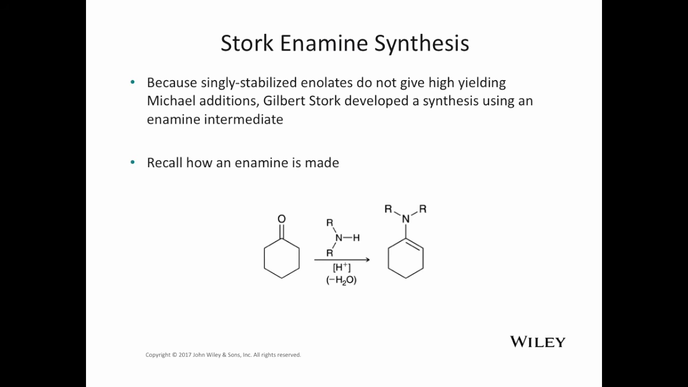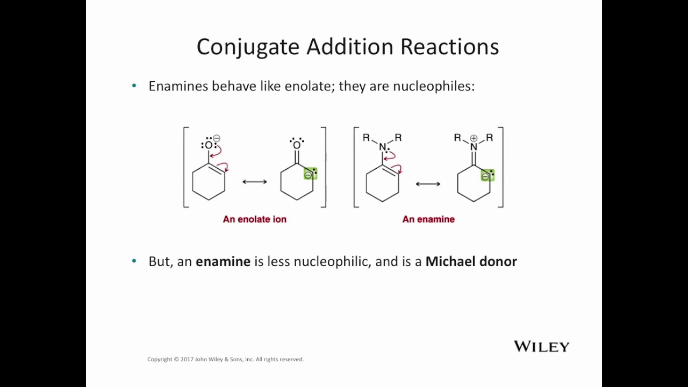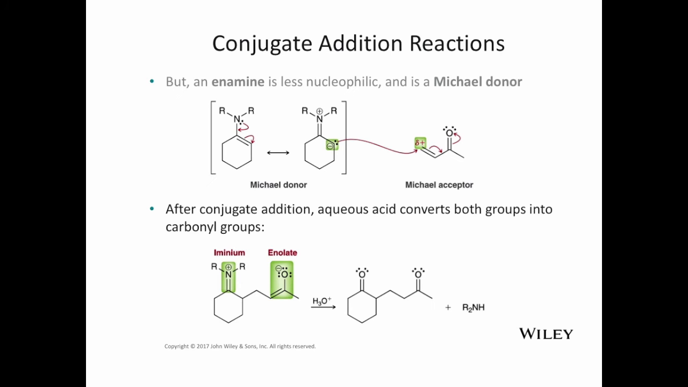So Gilbert Stork developed a way around this called the Stork-enamine reaction. In this, you start with a ketone and some secondary amine to form an enamine. That's the first step. Enamines are nucleophilic and they will behave like an enolate, but they are less nucleophilic compared to an enolate, therefore they are good Michael donors.